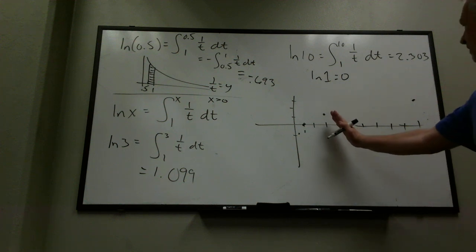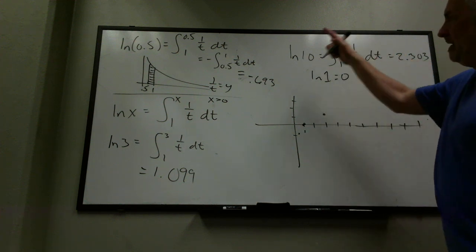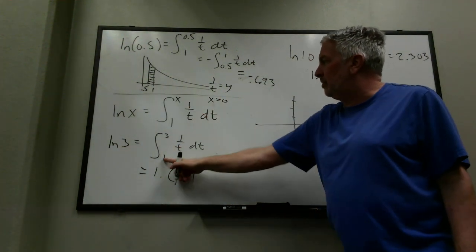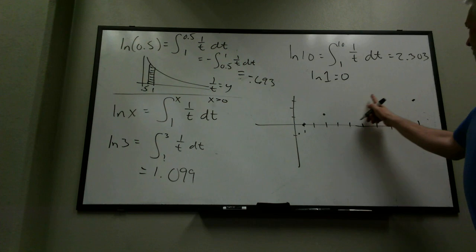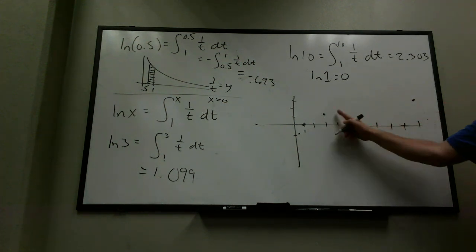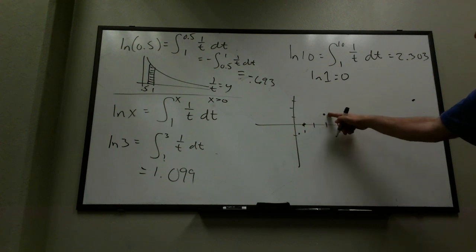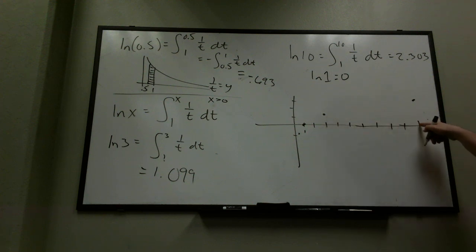Now I hope you realize the further out we go this way, the larger the x is here, the bigger the area under the curve is going to be. That's what we saw when we did 3 and 10. So the graph is going to be increasing. Notice how slowly it increases though. When we're at 3, we're at 1. When you're at 10, you just barely made it over 2.